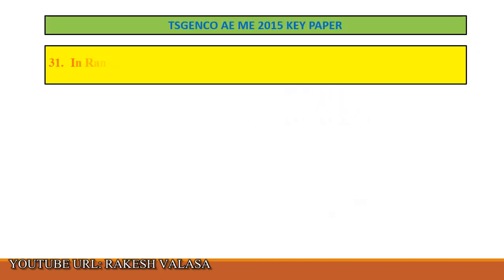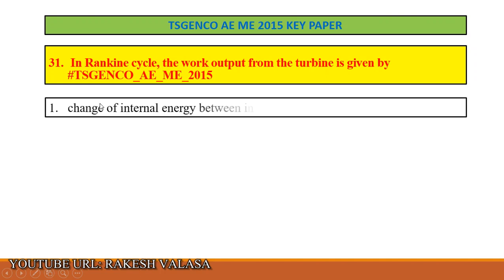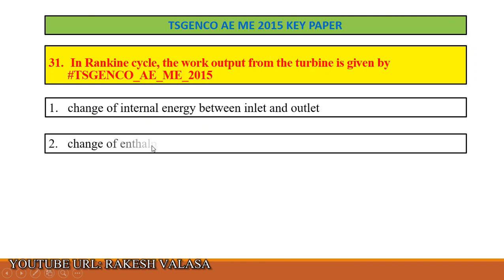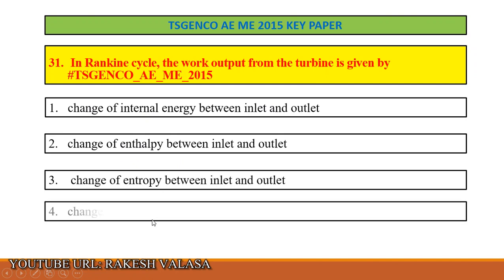Question number 31. In Rankine cycle, the work output from the turbine is given by: option 1, change of internal energy between inlet and outlet. Option 2, change of enthalpy between inlet and outlet. Option 3, change of entropy between inlet and outlet. Option 4, change of temperature between inlet and outlet.